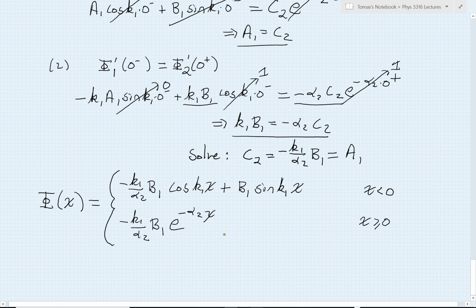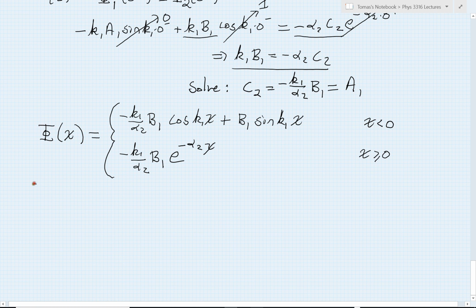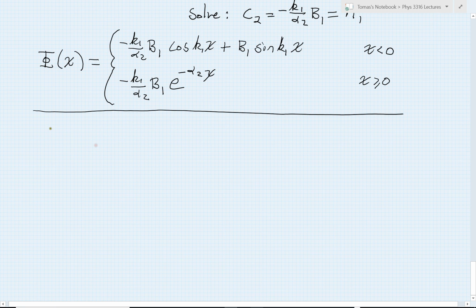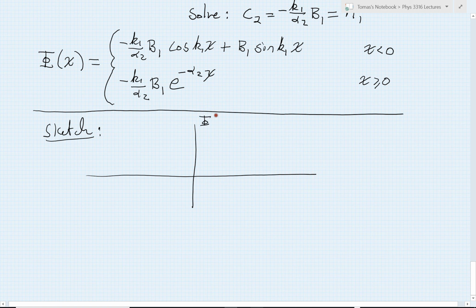So now that gives us then our final solution to the time-independent Schrodinger equation. You will notice there's a factor of B1 that we could factor out of everything. That just sets my overall normalization. So let's make a sketch of this, though. It'd be very good to see what this kind of thing is going to look like. So here's my sketch. Here I'm plotting phi of x versus x to try to understand how this behaves.